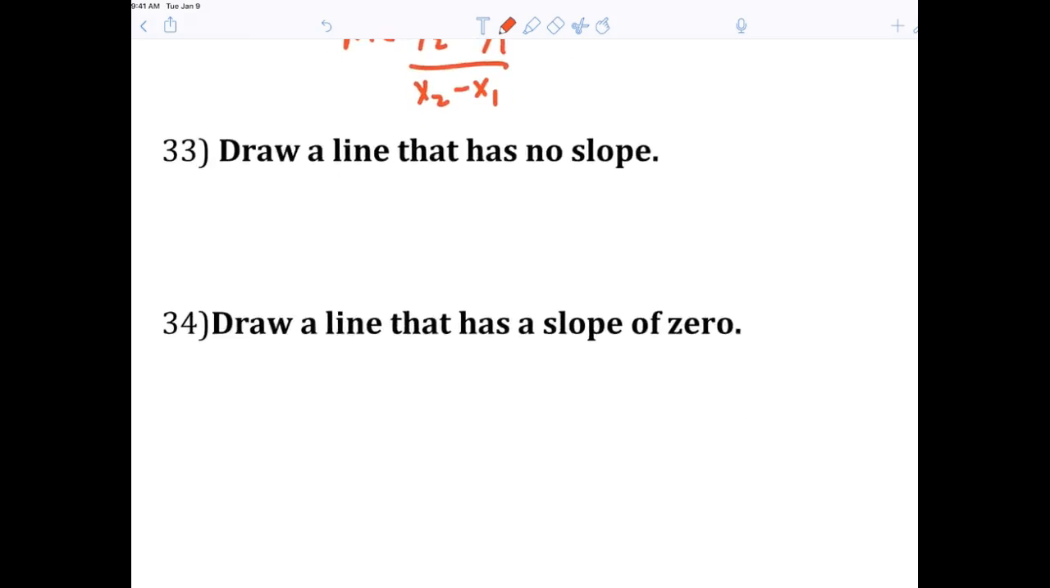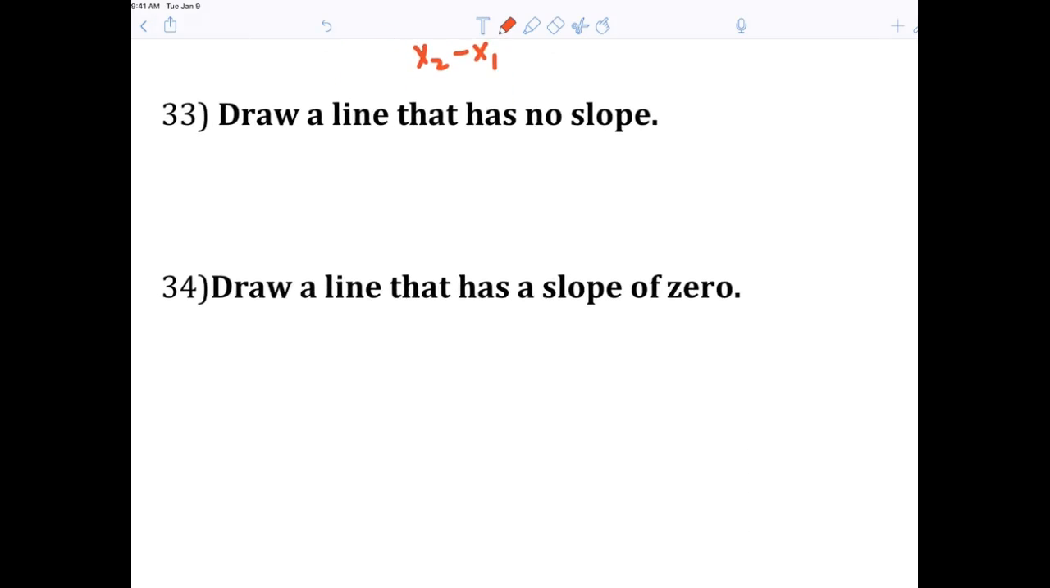Draw a line that has no slope. That would be a what? Vertical line. Draw a line that has a slope that's 0. Horizontal line. All right, here we go.